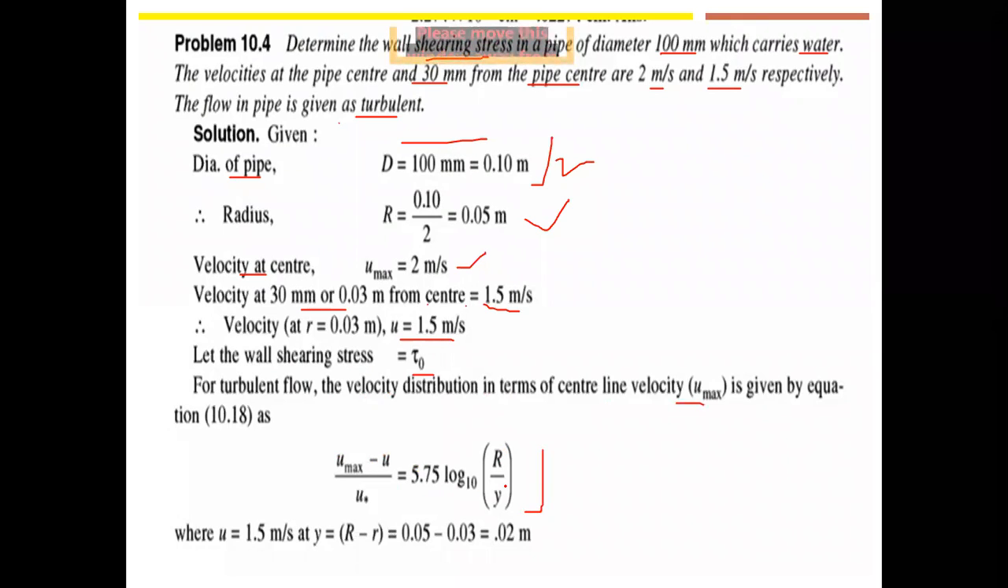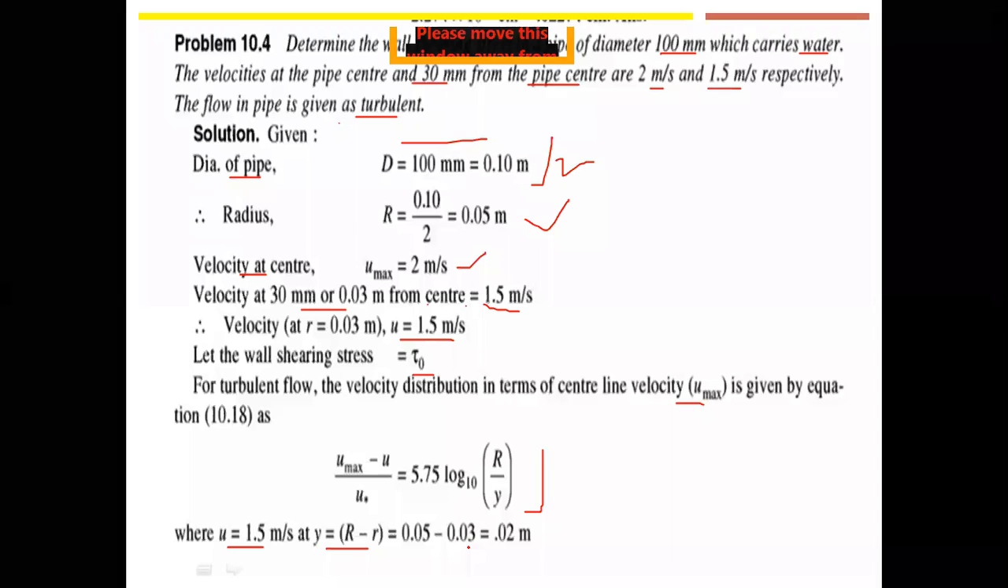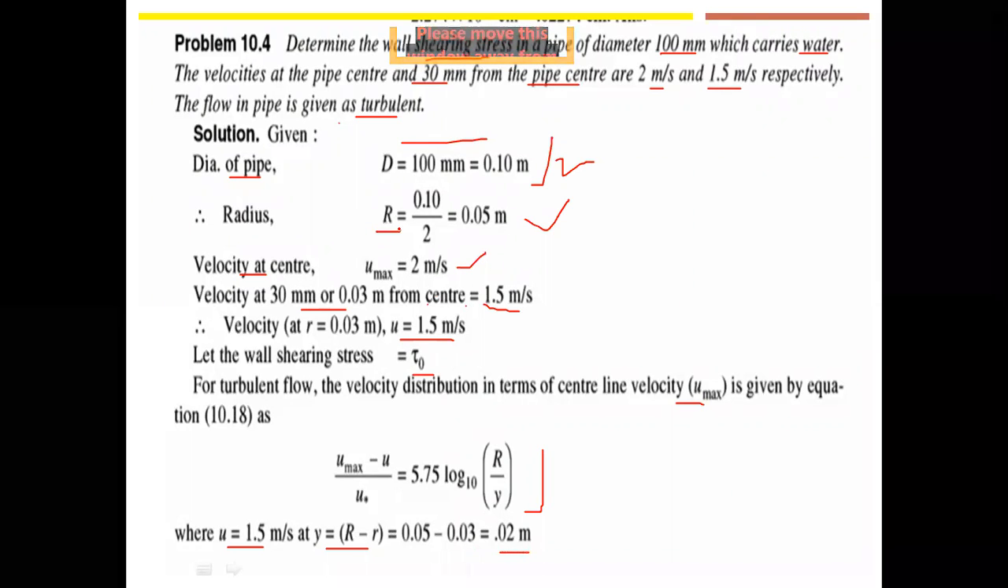I have already written this formula for you, you can check later, no issues. Where the given data: u is equal to 1.5, y is equal to capital R minus small r, that is capital R is 0.05 minus 0.03, that is 0.02. So we got the R value. So capital R minus small r, that is y, is 0.02.